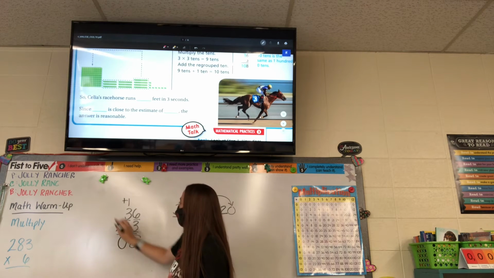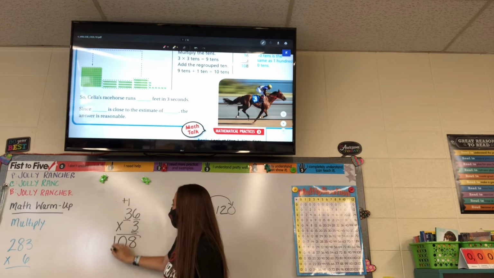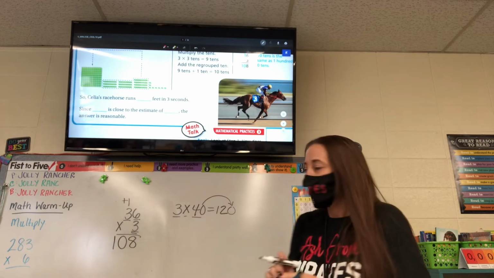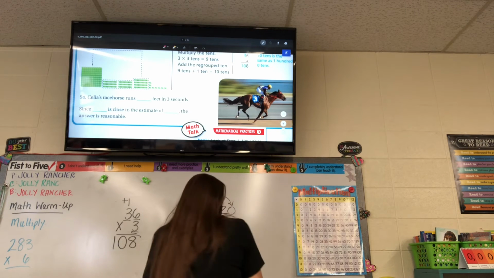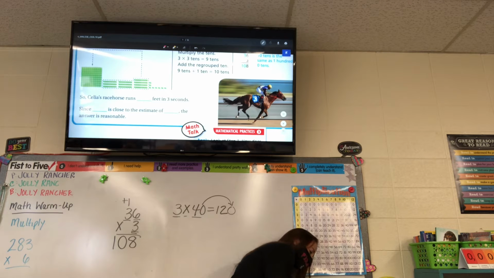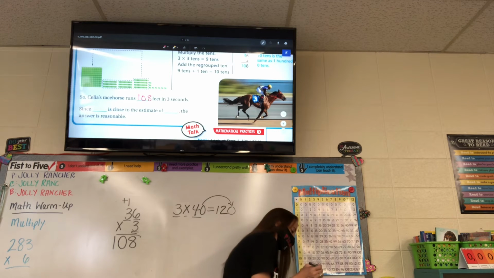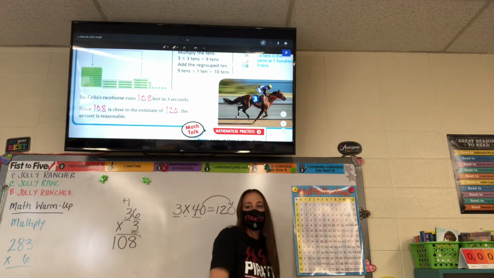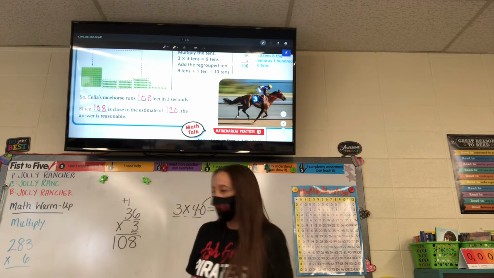There's nowhere to carry the 1, so it comes down here. That's it. And we're done. Easy peasy. So Celia's horse runs 108 feet in 3 seconds. Since 108 is close to the estimate of 120, the answer is reasonable.